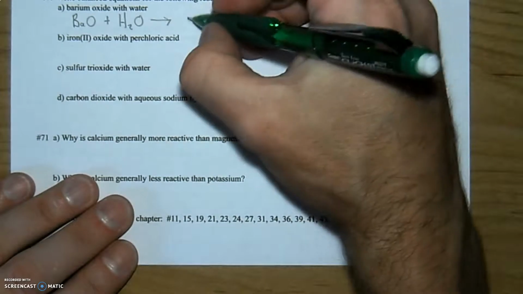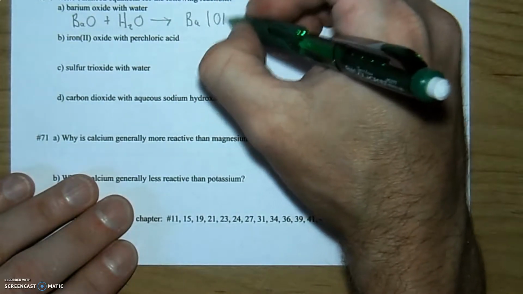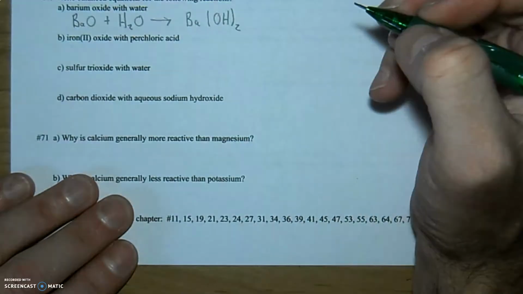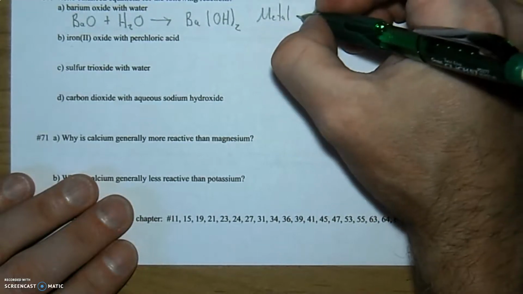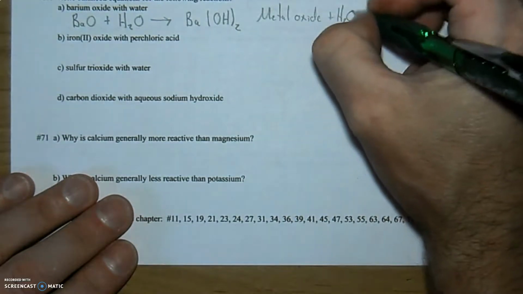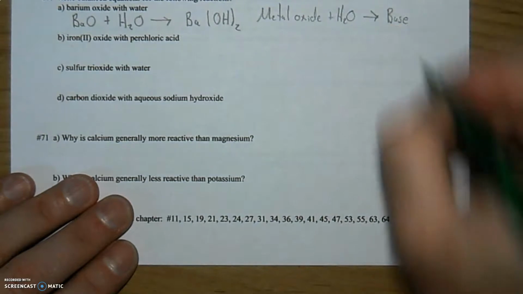And mixing these guys together, the oxygen is going to come over here. It looks like it's going to make hydroxides. And this really just happens to come with experience. So you should do as much work with this as you can to figure it out. So again, what you're seeing here is a metal oxide plus water producing a base. And we've seen this already.